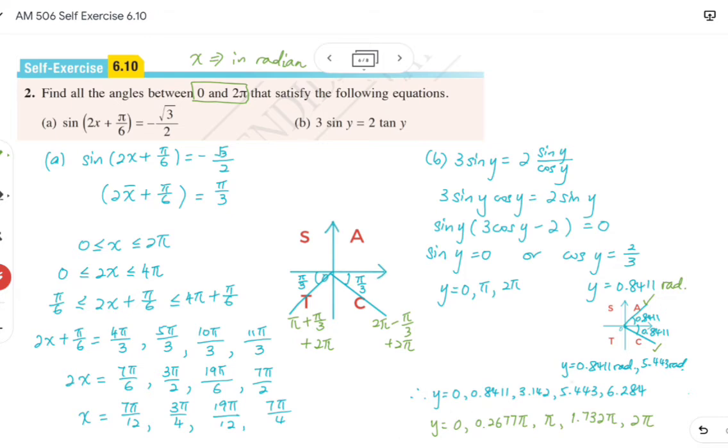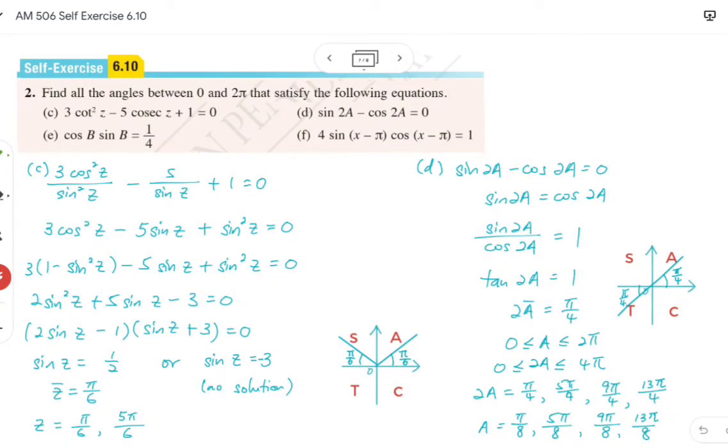Of course, you can give your answer as in your textbook by changing all this in terms of pi. So we get y equals 0, and I divide by pi here so that I get 0.2677 pi. 3.142 divided by 3.142, we get 1 pi. 5.443 divided by 3.142, we get 1.732 pi. 6.284 divided by 3.142, we get 2 pi.